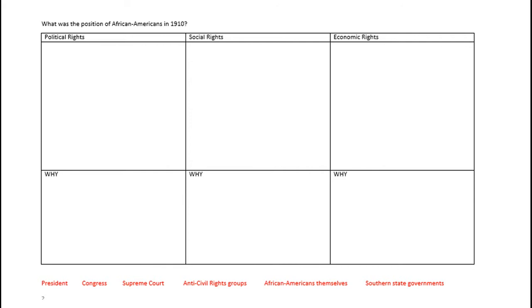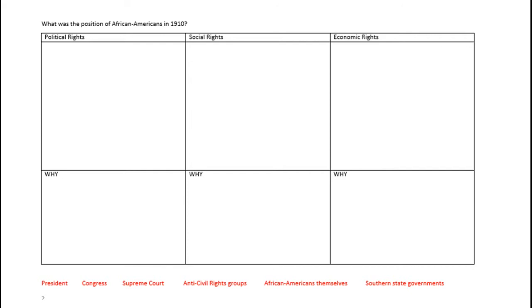You want to think also, therefore, after that, about why that was their position. And when you're thinking about why that was their position, you've got across the bottom in red there some different factors that might help to explain why that was their position at that particular time. So you've got President, you've got Congress, you've got Supreme Court, which are the three branches of the federal government. You've got anti-civil rights groups that we talked about in the last lesson. We've got African Americans themselves that we talked about in the lesson before that. And we've got Southern state governments, which we talked about in the lesson before that, in terms of erecting the Jim Crow segregation system in both a de facto and then a de jure sense.